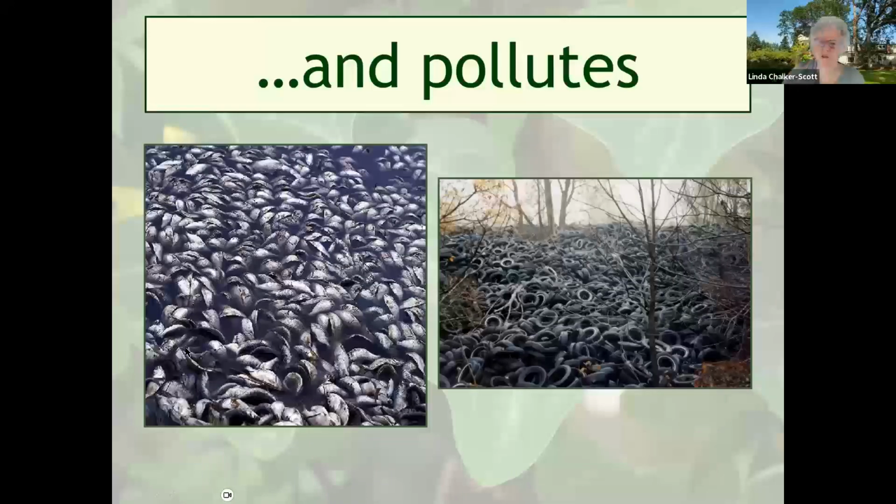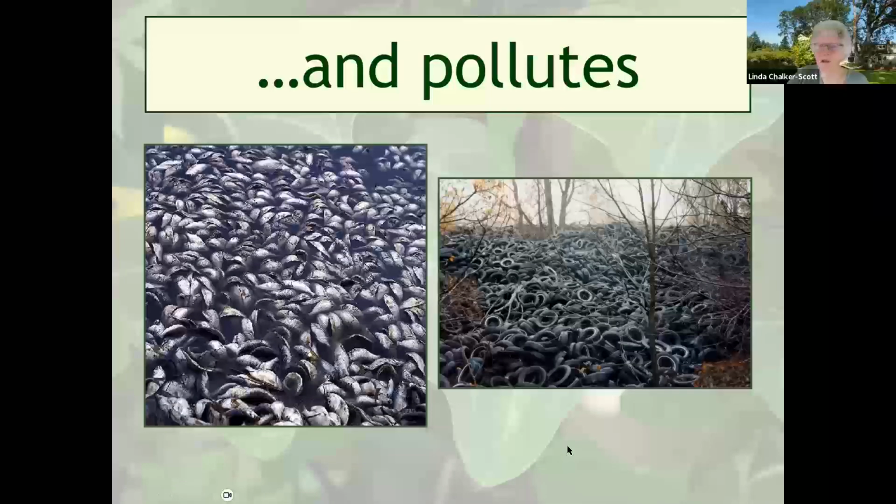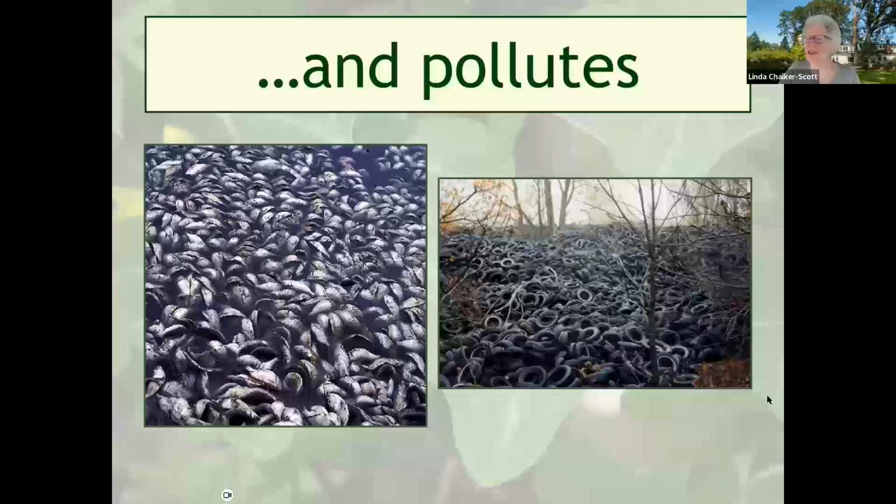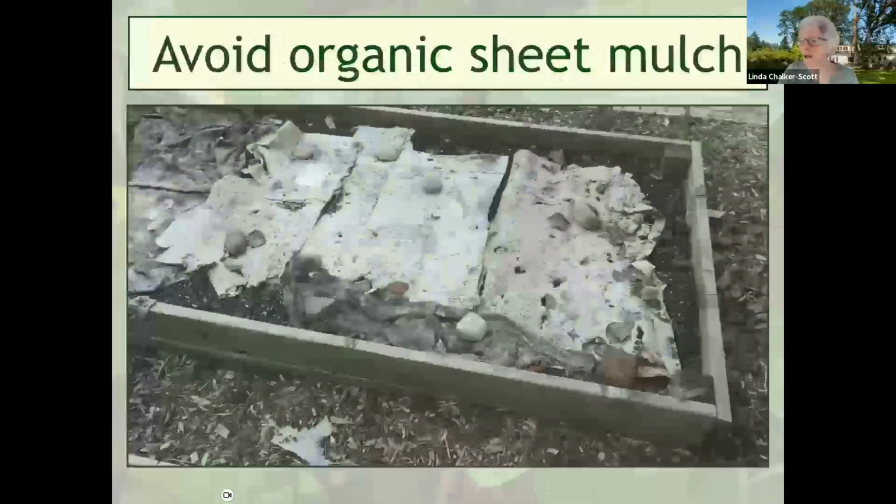You can't discard tires in the landscape. EPA considers that to be pollution. So my husband, who is a very wise man, said, well, if you can't dump tires because it's pollution, then why can you dump rubber mulch on a landscape and that's not pollution? Which is a very good question because it's the same material. So don't use it. It's bad stuff. It smells. It does nothing good.